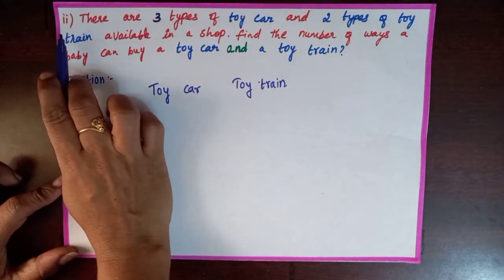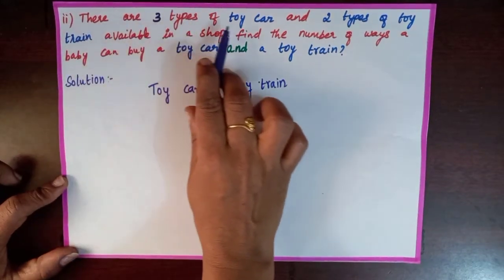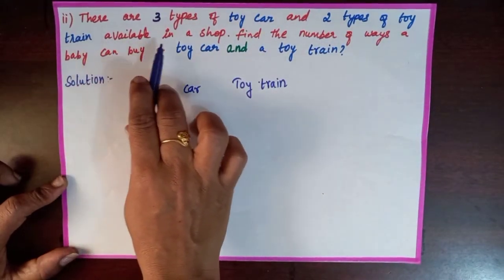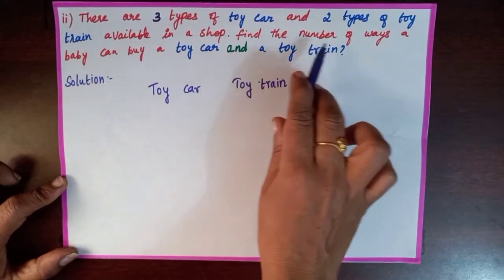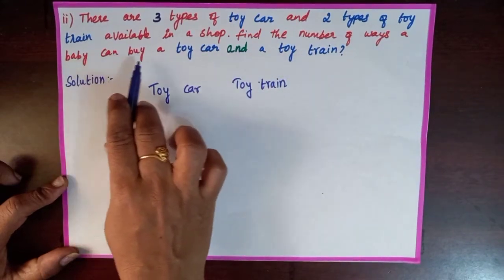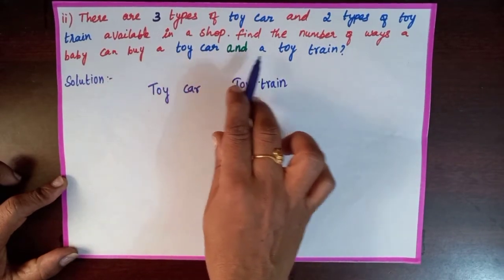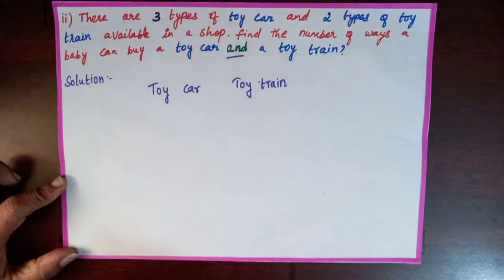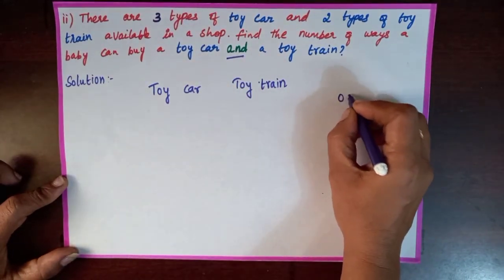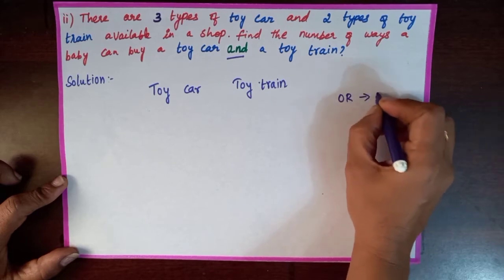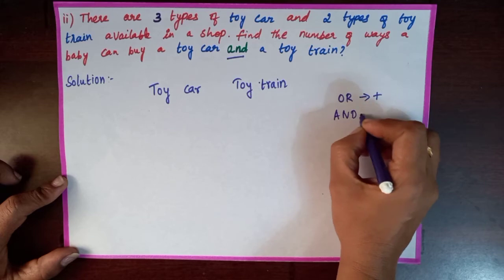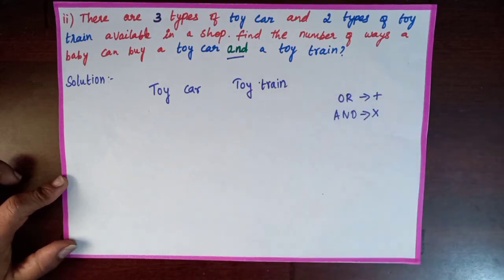First one, second subdivision. There are 3 types of toy car and 2 types of toy train available in a shop. Find the number of ways a baby can buy a toy car and a toy train. Here the option is AND. In the previous problem we had the OR option, so we needed to add. Here we have the AND option, so we need to multiply.